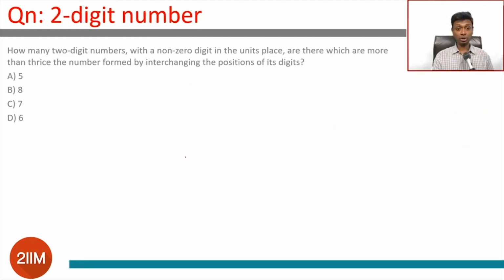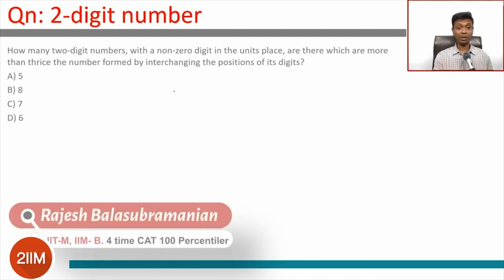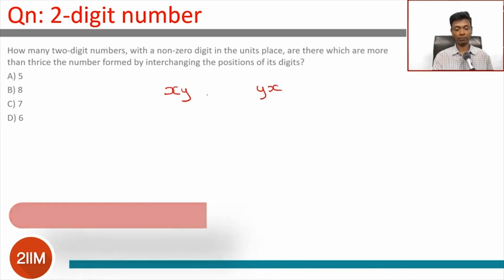How many two-digit numbers with a non-zero digit in the units place are there, which are more than thrice the number formed by interchanging the positions of its digits? xy, yx. We told this is not 0. This is definitely not 0. Otherwise, it won't be a two-digit number.